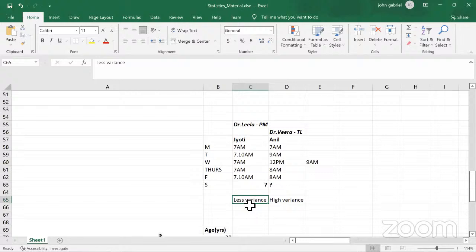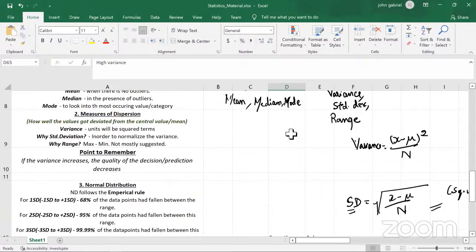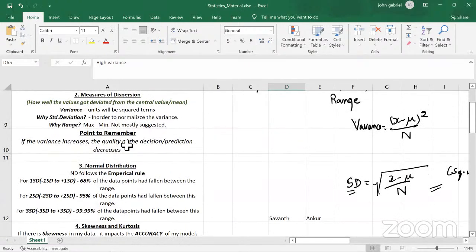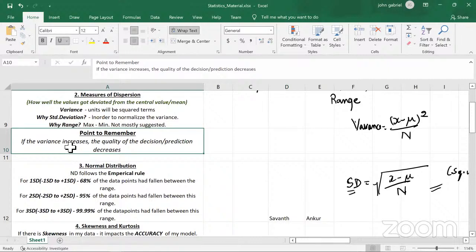But the point to be noted here is that whenever we are dealing with high variance in the data set, it is going to be a bit challenging to make a statement. That is the same point I just mentioned. If the variance increases, that is, from the central point, the quality of prediction decreases, which means it is not like it will be very poor. It means that you can't achieve 100% prediction. Able to get my point?